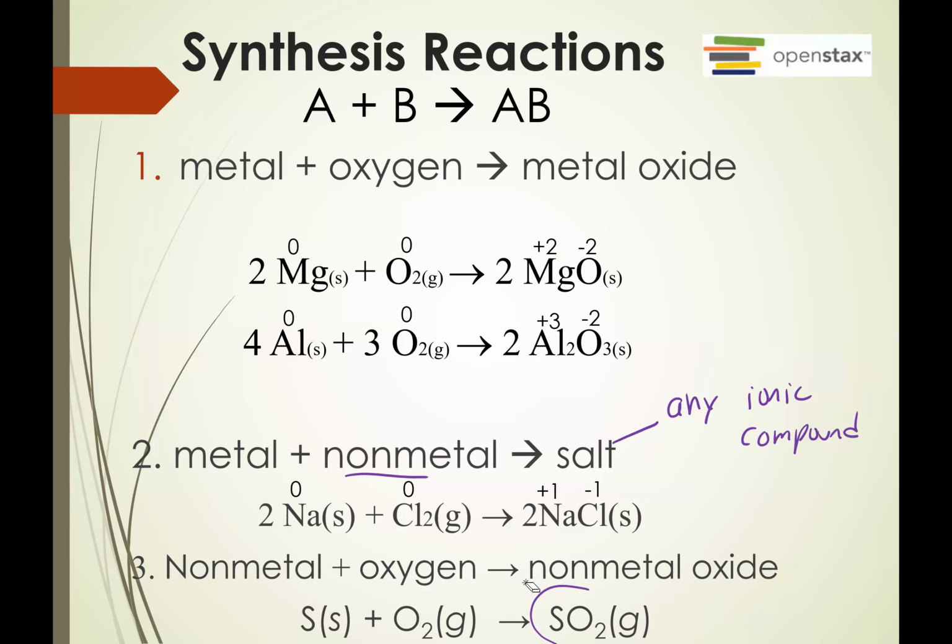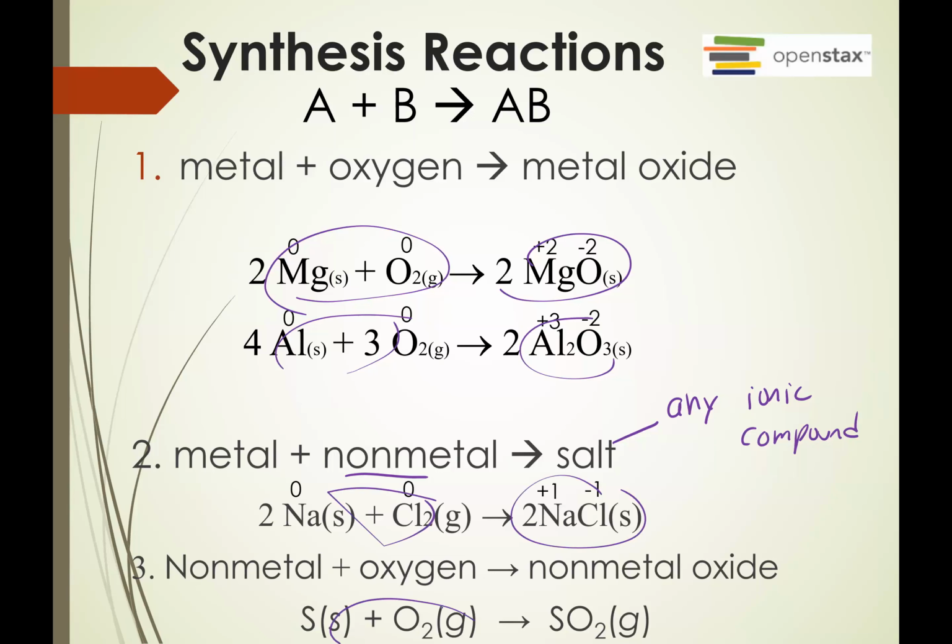So these are three main types of synthesis or combination reactions. In each of these, they combine to make one product. So that's how you can see a synthesis or combination reaction.